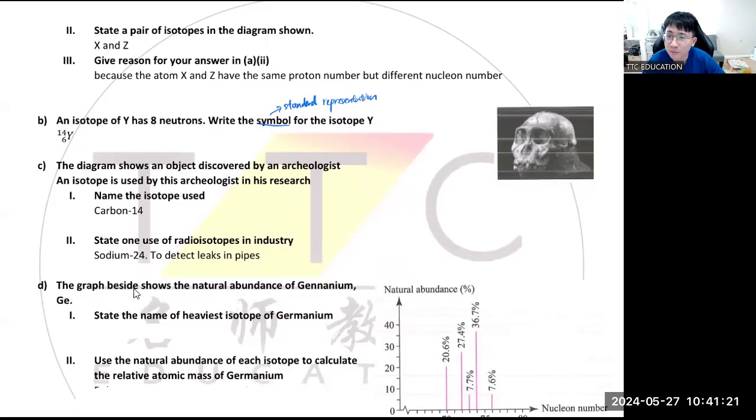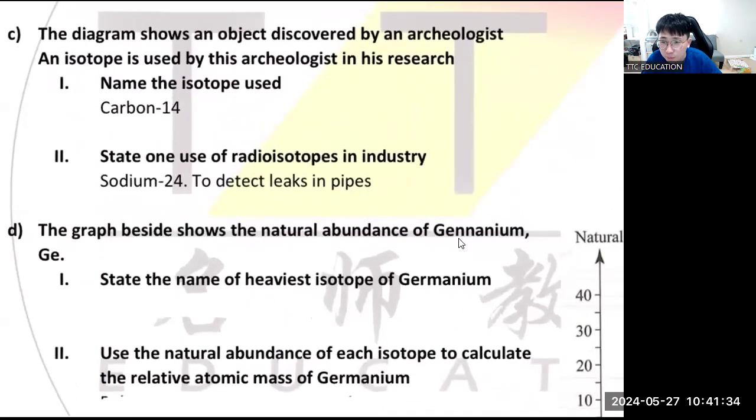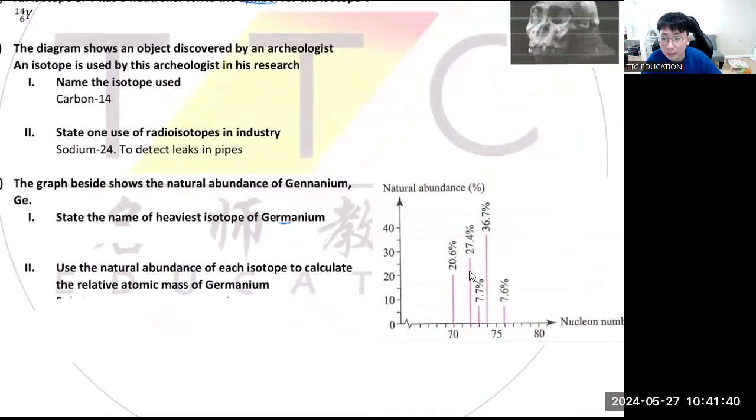Okay, and then the graph beside shows the natural abundance of germanium. Basically it's another chemical. State the name of the heaviest isotope of germanium. Guys, I thought, what's germanium? There's a typo here, so it's germanium. So follow this one. Okay, but it doesn't matter.